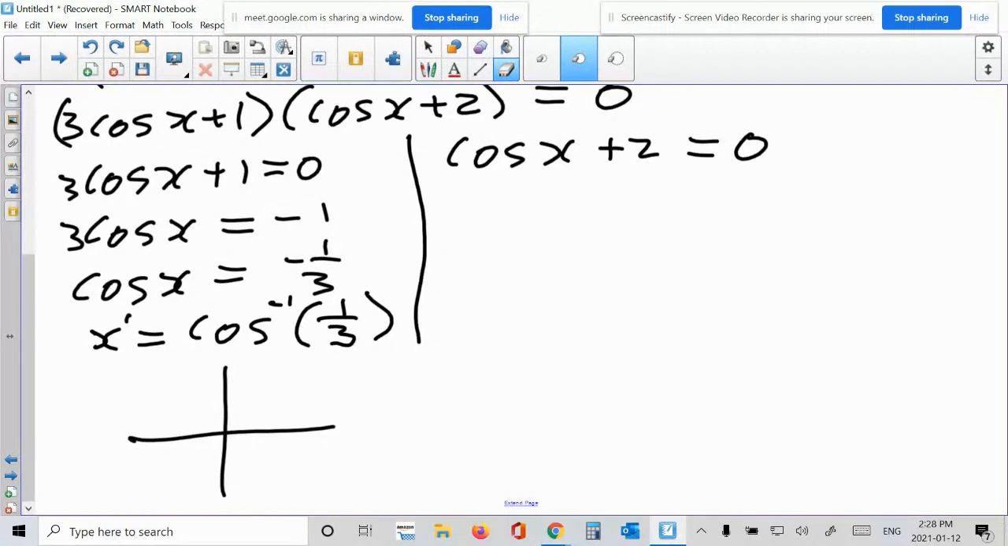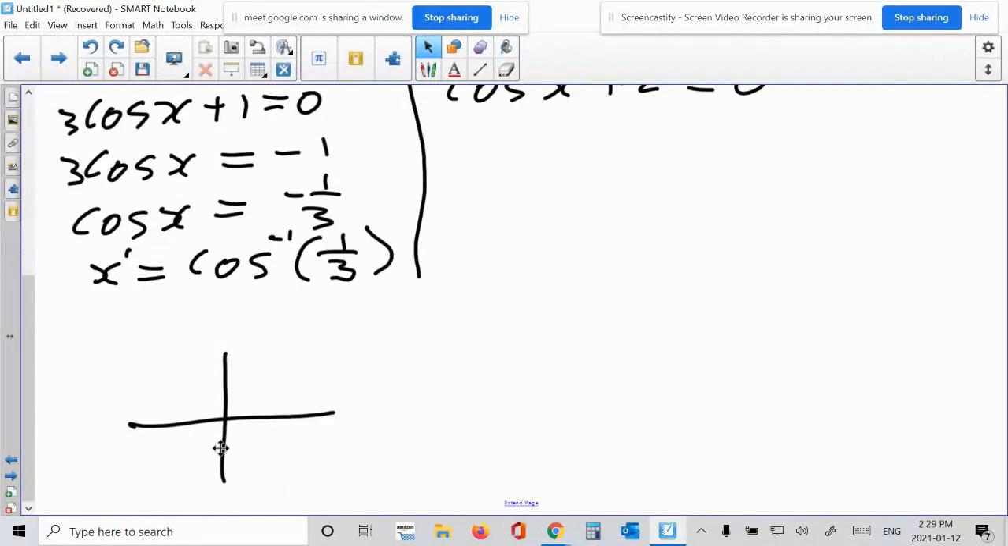You got a decimal. Of course, you're going to get a decimal. It's not a special angle, right? This is not one like 1 over root 2 or root 3 over 2. This is 1 over 3. There's no special angle for that. So a bunch of people are saying 1.23. Good. So I'm going to put that in. All right. So I'm going to say that x prime is equal to 1.23.